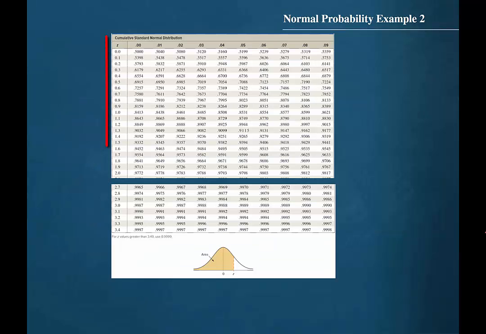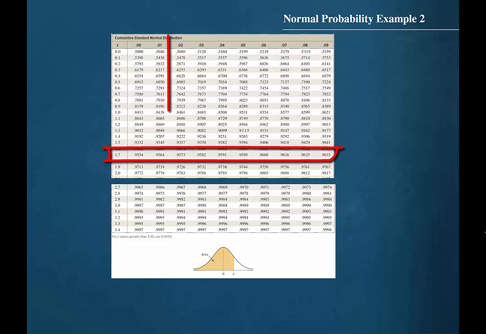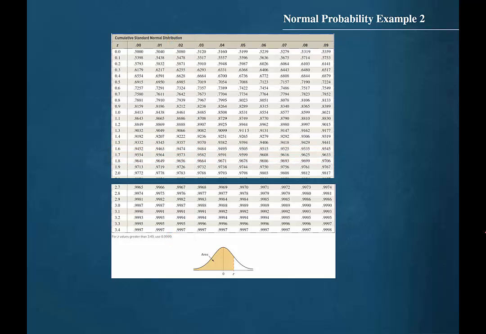Looking at the left column of the cumulative normal distribution table, we travel down until we find a z-score of 1.7, and then travel to the right until we find where that row crosses up with the column that is headed 0.02. Here we find a value of 0.9573.